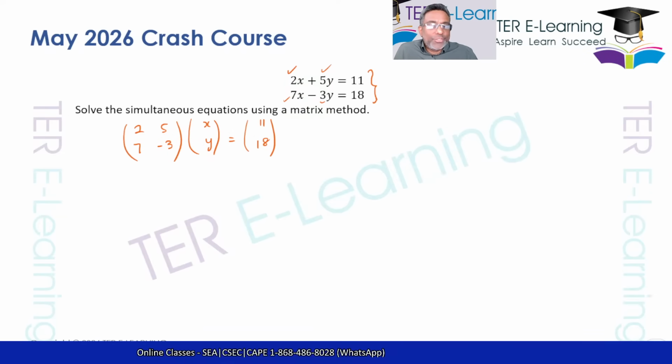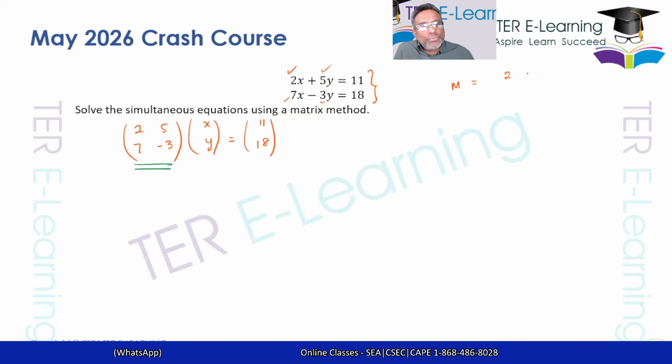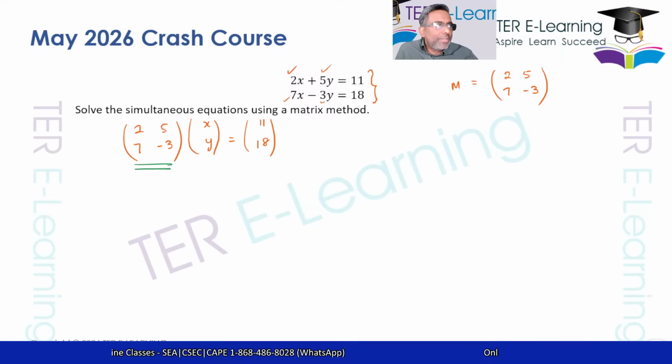You have to write your simultaneous equations in terms of a matrix. That's step 1. Now what do we do next? There is a matrix of concern to us here, and we have to do some things with it before we can do anything else. Let's call that matrix M, and that'll be 2, 5, 7, minus 3. So that's our 2 by 2 matrix that I'm working with. The first thing I really need to do is find the inverse of this matrix.